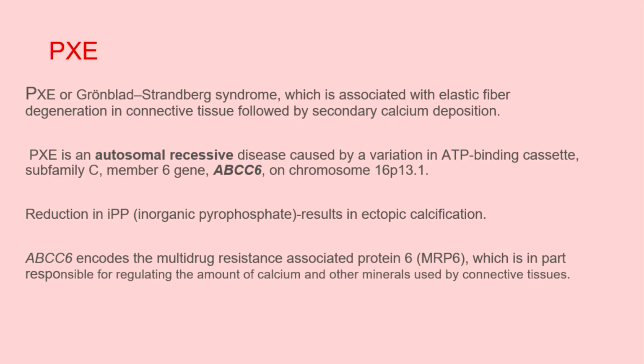Pseudoxanthoma elasticum a little bit: this autosomal recessive disease is caused by a defect in the ABCC6 gene on chromosome 6 that is mainly expressed in the hepatocyte. It is needed for ATP transport. A mutation in this will lead to a reduction in inorganic pyrophosphate, which is needed for controlling ectopic calcification. So the reduction in inorganic pyrophosphate results in ectopic calcification. That is the main pathogenesis in pseudoxanthoma elasticum.